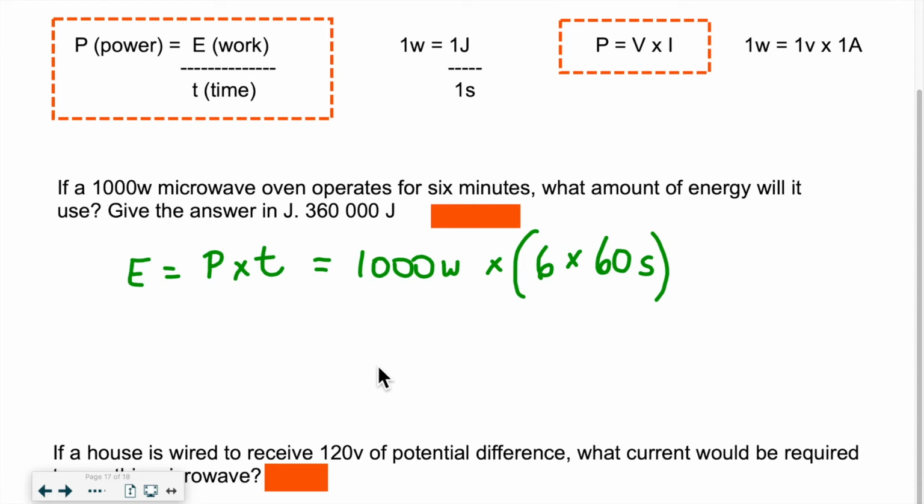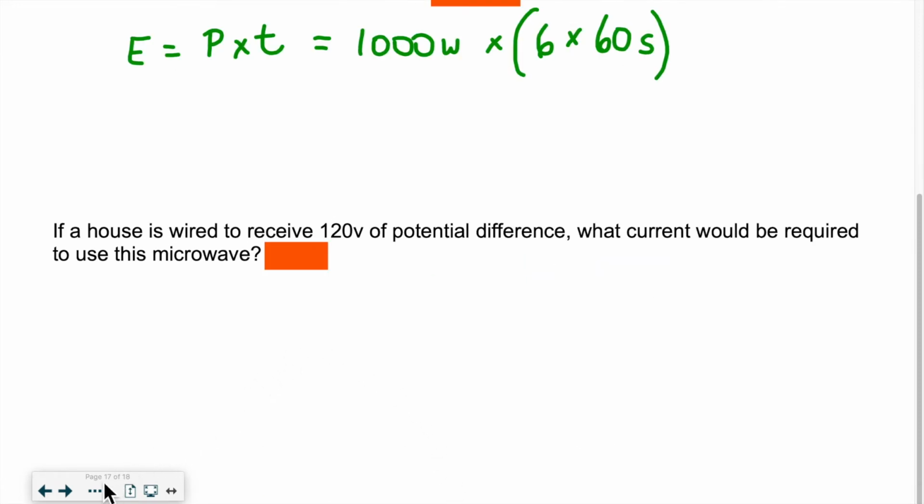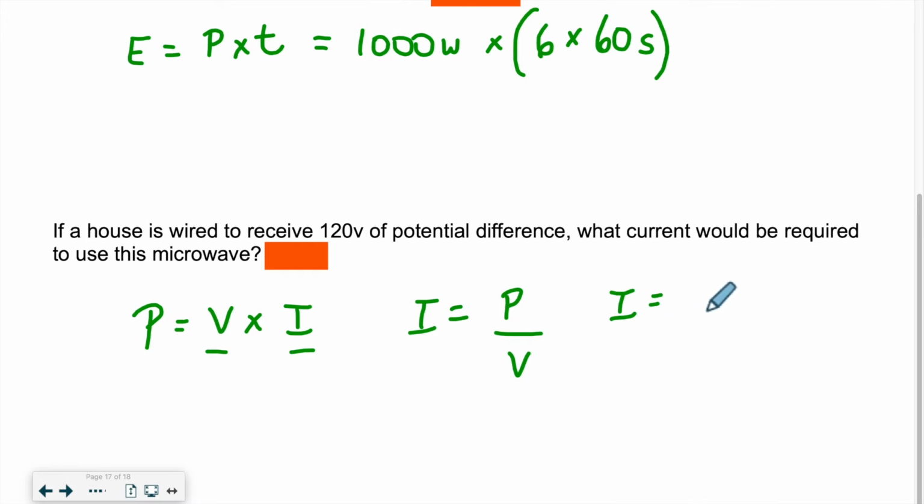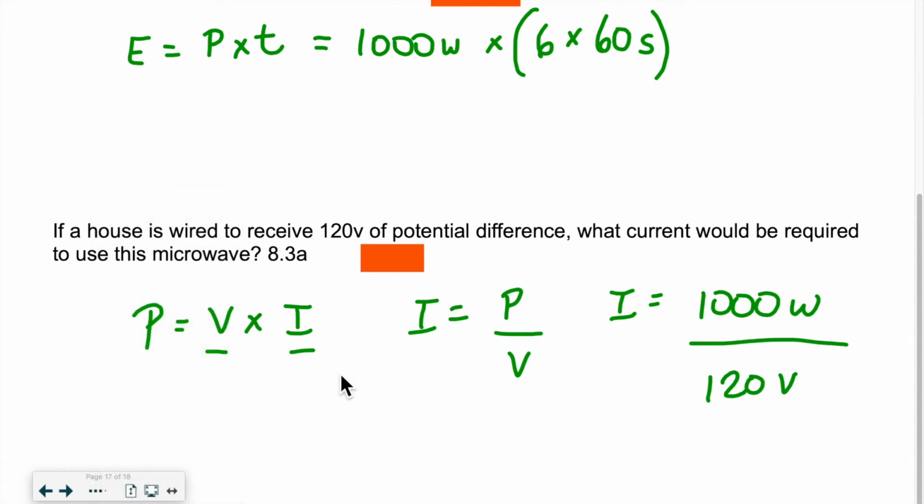If we take a look at another example, in this case, we will be using the other equation. But let's read first. If a house is wired to receive 120 volts of potential difference, what current would be required to use this microwave? This is a follow-up question. We know that power is equal to voltage times current. We're looking for current, so current will be equal to P over V. That means I will be equal to 1,000 watts divided by the voltage, which is 120 volts, and that will give me a current of 8.3 amps. So we can use both equations depending on the context when we deal with power.